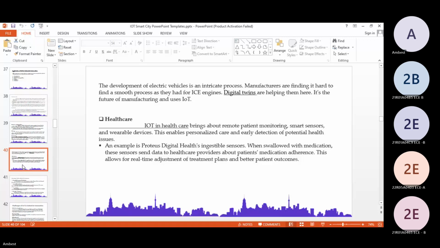Next thing was healthcare. Healthcare brings remote patient monitoring, smart beds, and wearable devices. This also enables personalized care and early detection of potential health issues. Just like I have mentioned, there are ingestible sensors. If they need any medication with those sensors, the data goes to the healthcare providers, which enables real-time adjustment of the treatment plans and better outcomes.